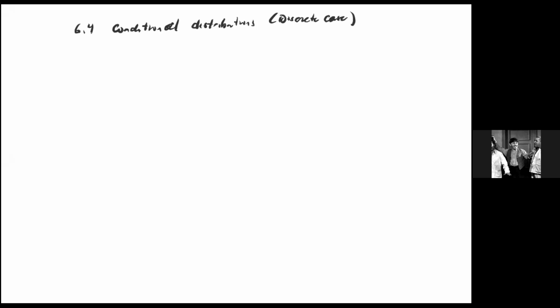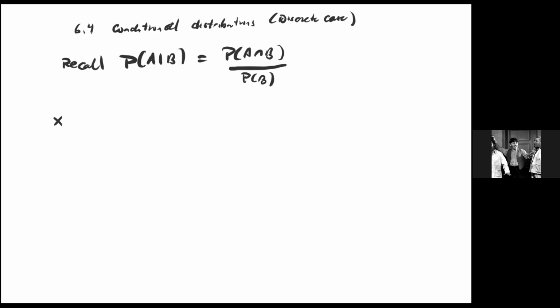Recall that if you have events A and B, the probability of A conditional to B was given by the probability of A intersect B, the overlap in the Venn diagram, divided by the probability of B. So now let us use this idea in the following way. Let X and Y be random variables on the same sample space. And we're considering the discrete case here.